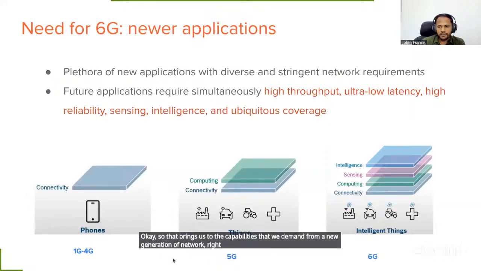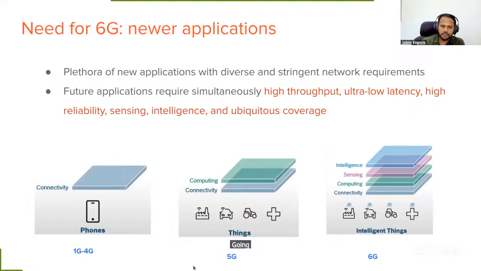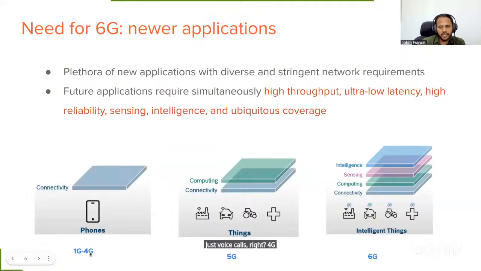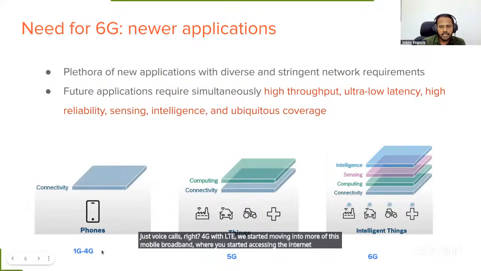So it's also instructive to look at it in the context of what has been there in the network and what is required going forward, right? So the first generation of cellular networks to the fourth generation of cellular networks was just about connectivity, right? You just wanted to make a phone call or access some internet through your mobile phone, right? So 1G to 3G was mostly about just voice calls, right? With 4G and LTE, we started moving into more of this mobile broadband where you started accessing the internet through your phones. And with 5G, in addition to this better connectivity, you also have some computing capability, which means that some of the compute intensive tasks are now getting offloaded to some server remotely located, right?